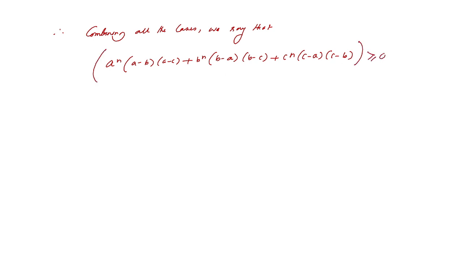we say that A to the power n into (A minus B)(A minus C) plus B to the power n into (B minus A)(B minus C) plus C to the power n into (C minus A)(C minus B), that portion must be greater than or equal to 0. And obviously you can see the equality holds only in the first case where A equals B equals C. In that case, this big expression is equal to 0. So this is proved.